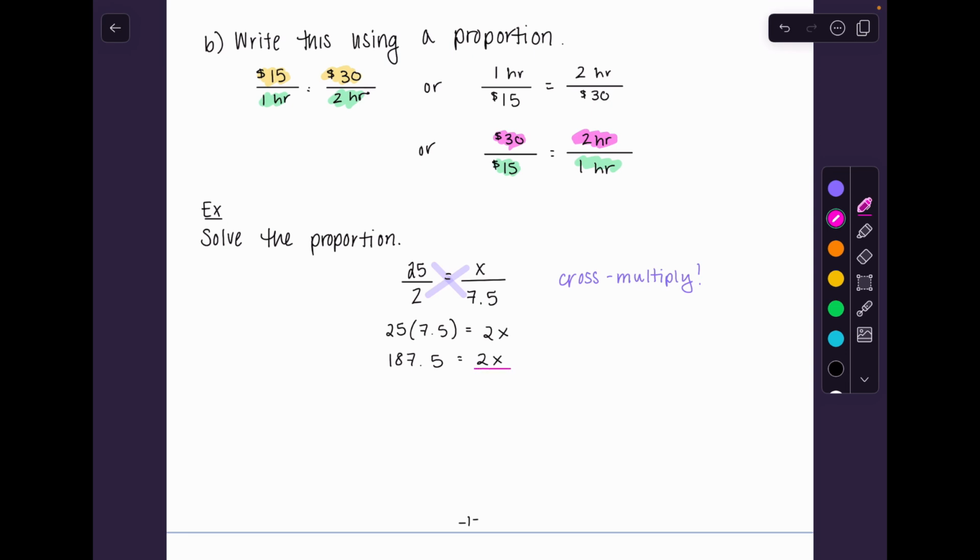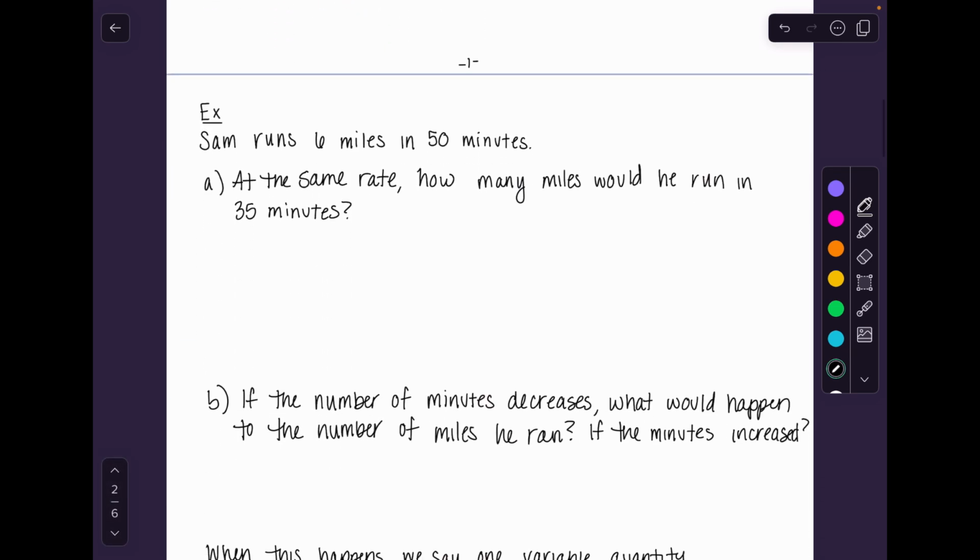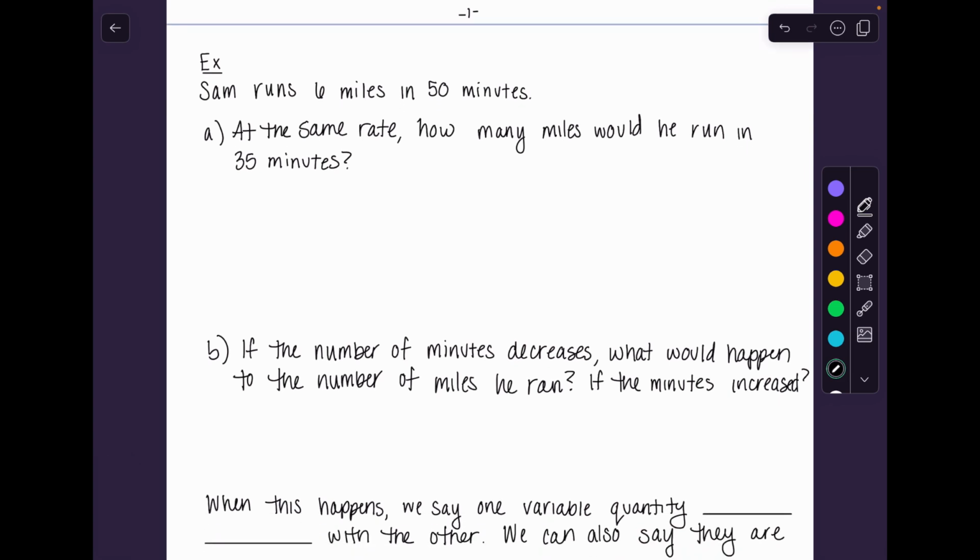So to solve for our unknown x, we go ahead and divide both sides by 2 to make these cancel. And then 187.5 divided by 2 gives us 93.75 as our unknown x. Okay. So proportions tend to pop up a lot when you're talking about runners, when you're talking about working, when you're talking about items, scaling them up and scaling them down in the quantity, size, and the price. These appear very frequently.